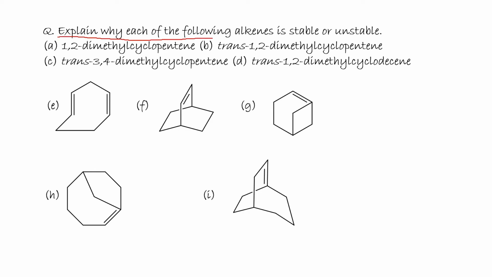Explain why each of the following alkenes is stable or unstable: 1,2-dimethylcyclopentene, trans-1,2-dimethylcyclopentene, trans-3,4-dimethylcyclopentene, trans-1,2-dimethylcyclodecene, and these compounds drawn.